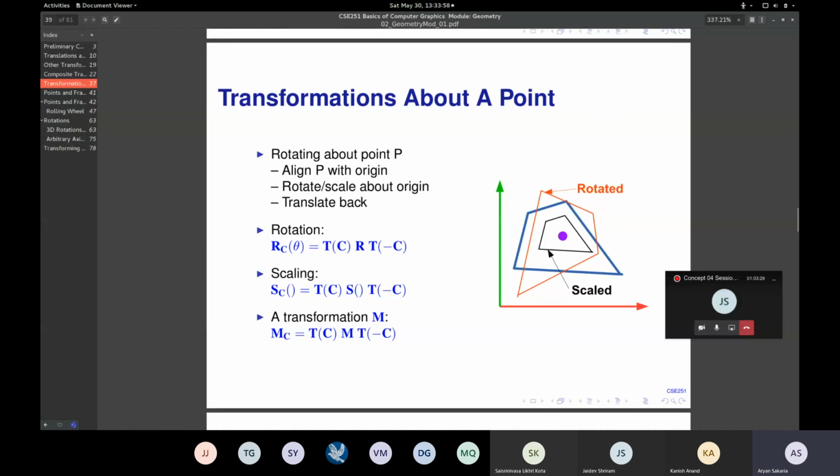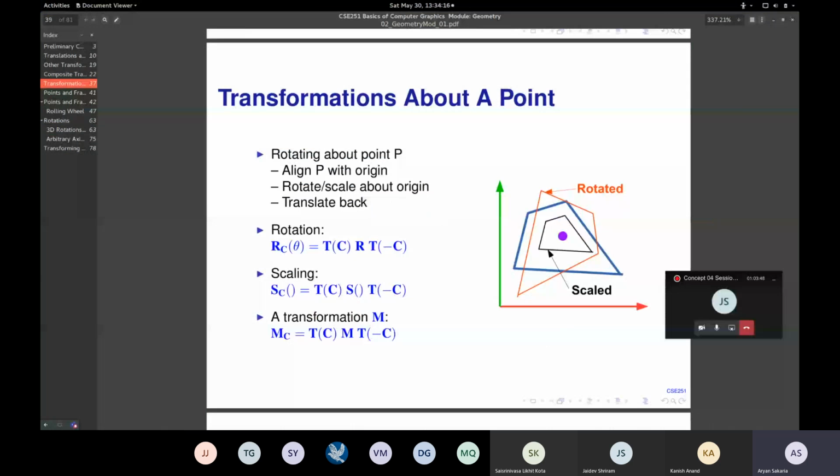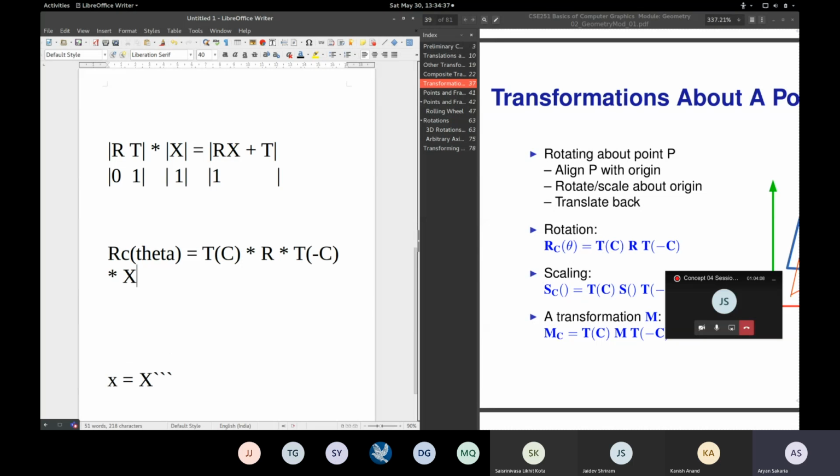Let's say I want to rotate about this purple point, and I know it's at some vector C from the origin. What I'm going to do is translate by minus C first, then rotate, and then translate back to C. So if I write this down in words, just a minute. If I have my rotation, let's say rotation C of theta, right?